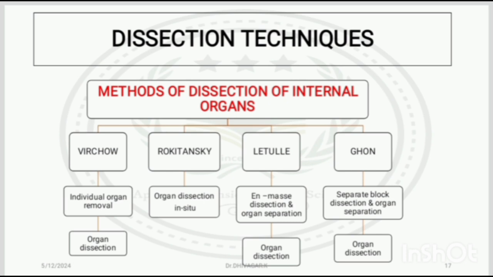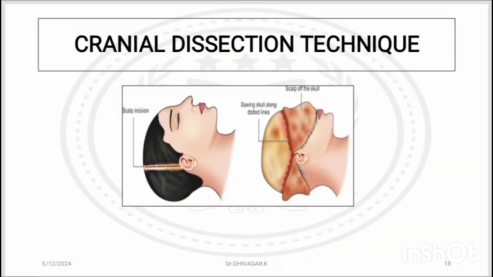What is Ghon's technique? Ghon's technique is a block-wise dissection, followed by organ separation and organ dissection. So we have seen the dissection of internal organs. Now we are going to see how to remove the brain from the skull cavity. It is a cranial dissection technique. It is a bimastoidal incision, from the mastoid on one side to the mastoid on the other. We put in the incision and the scalp retraction has to be done. Then we see the skull vault. We use a V-shaped incision for that, opening the skull cavity using the bone saw. With that we remove the brain.